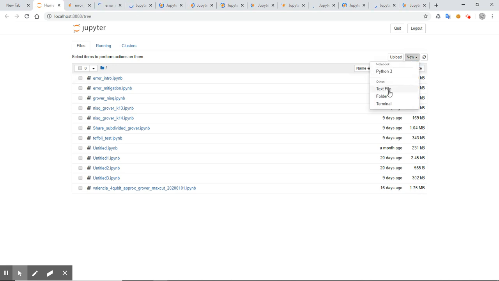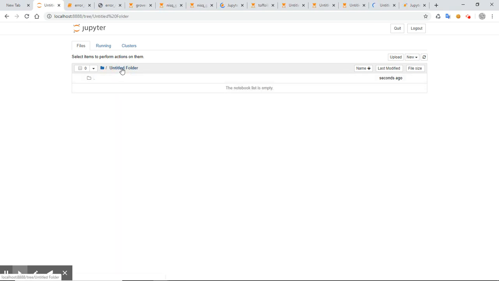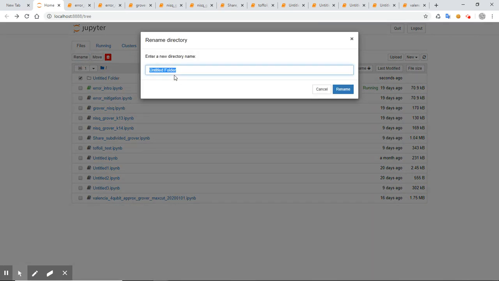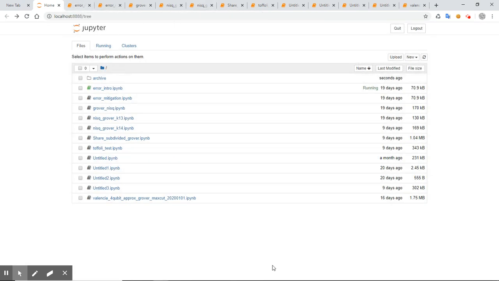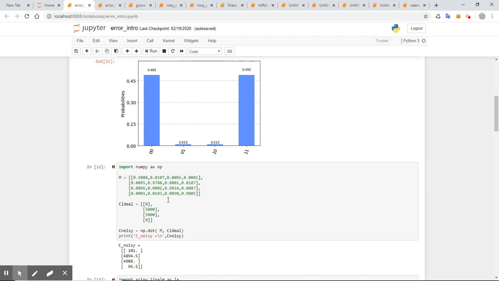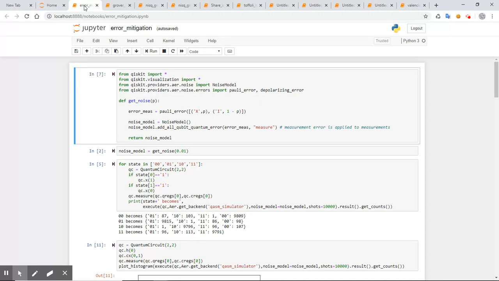So, new folder. How can I rename that? Rename. I'm gonna move stuff in here. What's my battery? Okay, cool. So error introduction. Okay, so that was the stuff for the error correction. Definitely to move. This error mitigation as well.